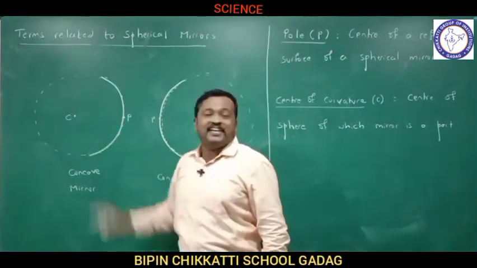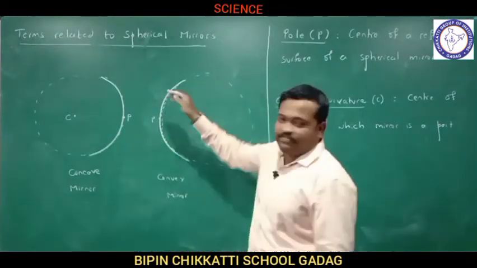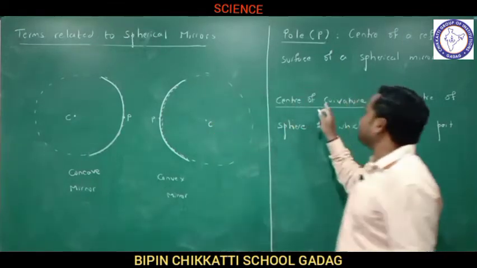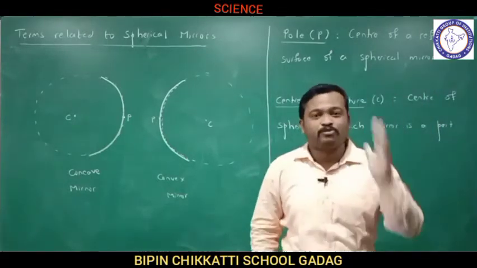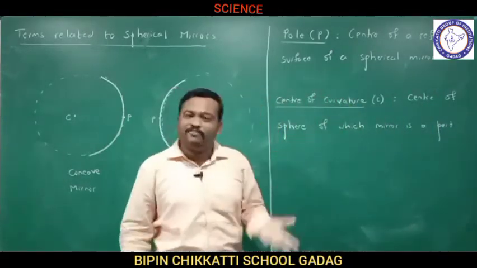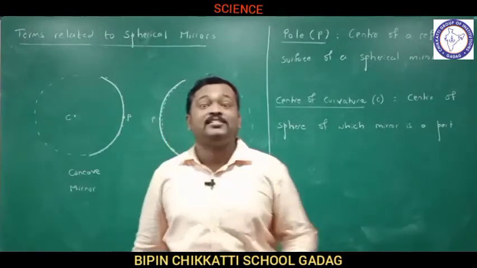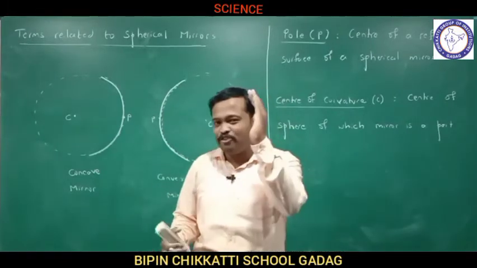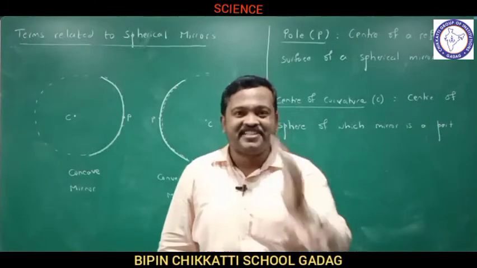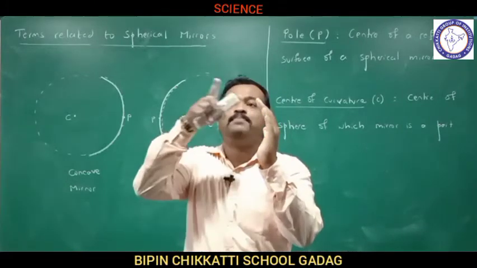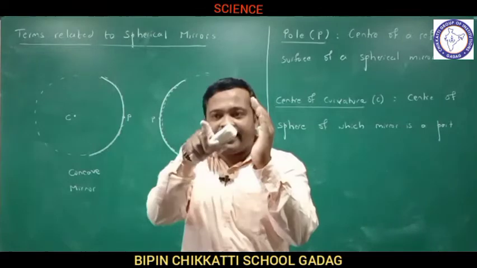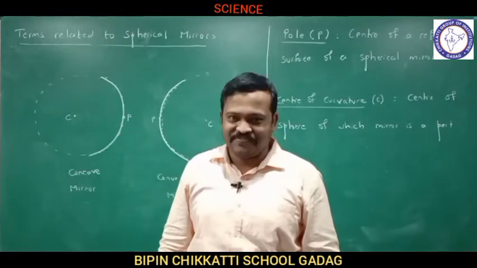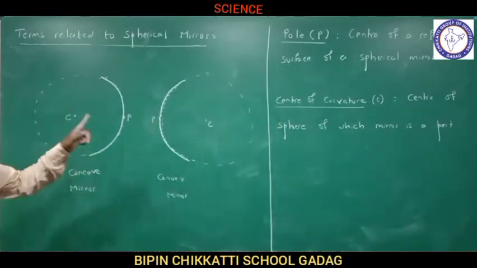It will be denoted by C. Again I completed the sphere and the center of the sphere, and that is called the center of curvature. It's simple. It is the center of the sphere of which the mirror is a part. We always know that spherical mirrors are always a part of a sphere. For example, if I want to find the center of curvature of this mirror, first I continue and complete the sphere. When I complete the sphere, I get a center. That center is called the center of curvature, and we denote it by C.